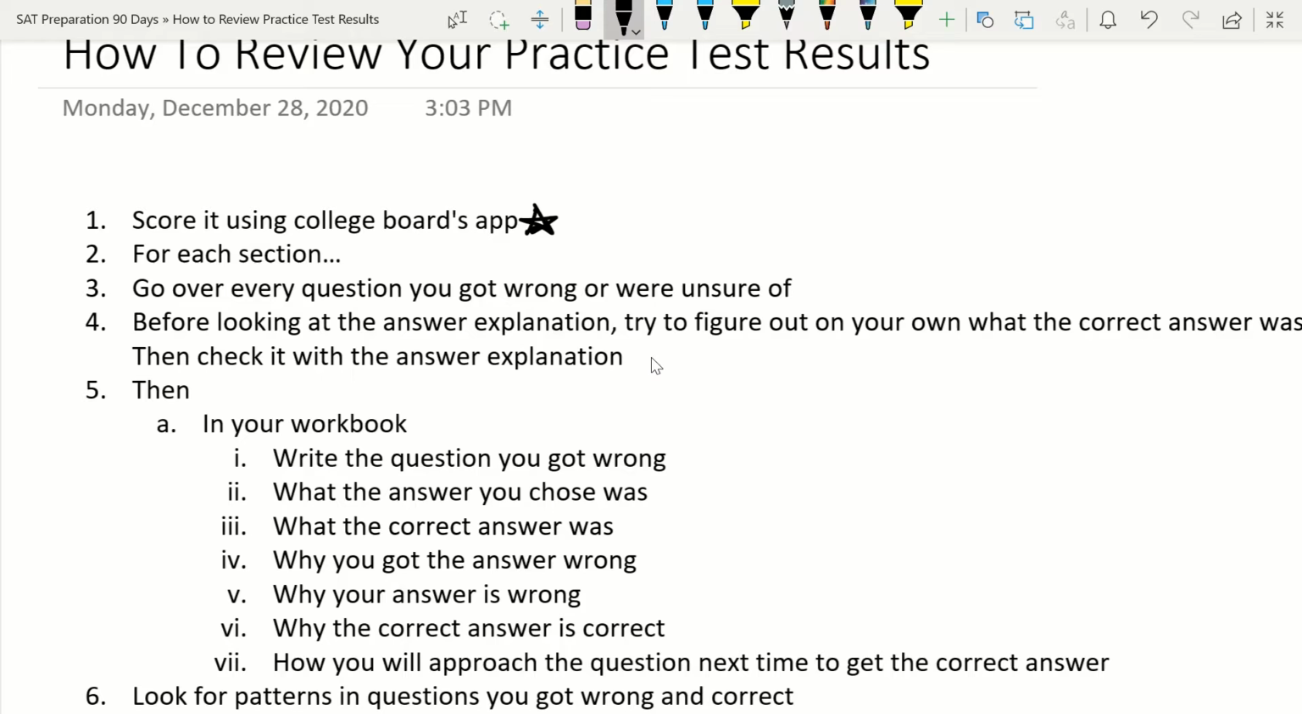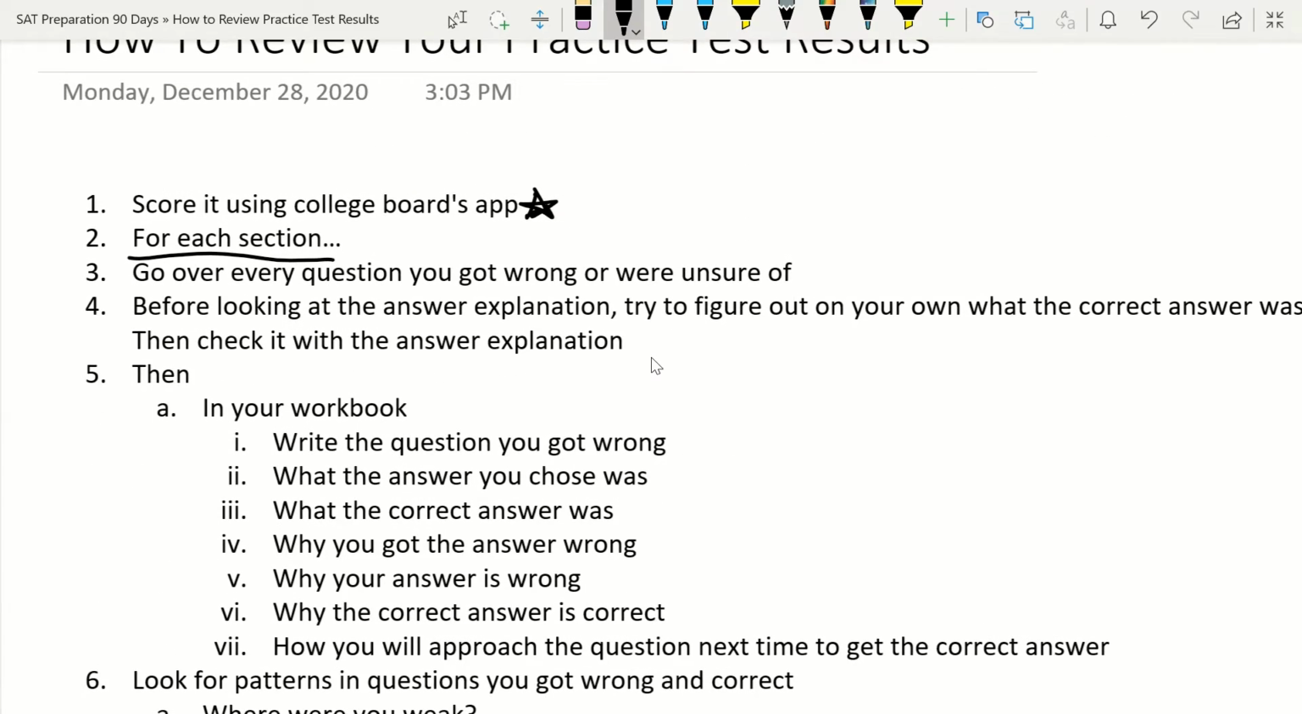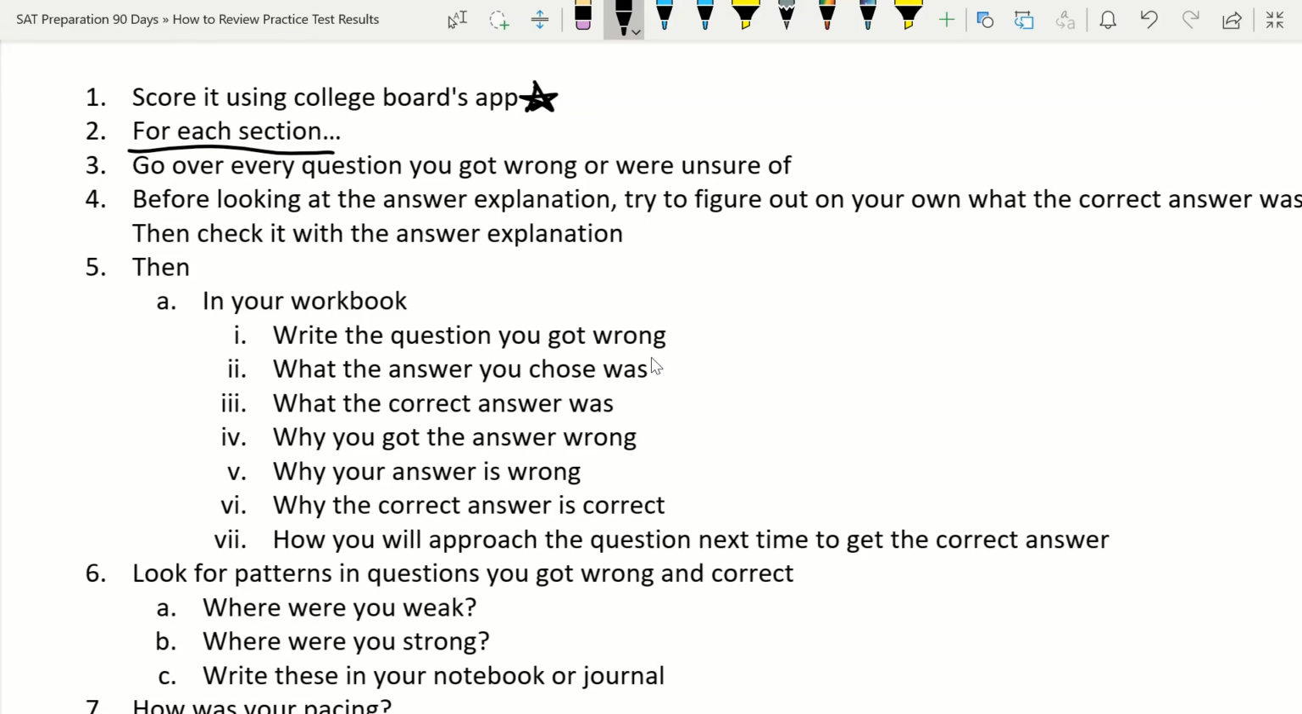So that's step 1. So step 2 is going to be, for each section you're going to do the following, right? So the following 3 through 8 you're going to do for each section individually. So you're going to have one for the reading section, one for the writing and language section, one for the math no calculator section, and one for the math with calculator section. So for each section you're going to go over every question that you got wrong or were unsure of, right? So if there was a question that you got right but you had to guess, then you're going to want to basically do steps 4 through 8 for that as well. So any question that you got wrong or you were unsure of, you're going to go over.